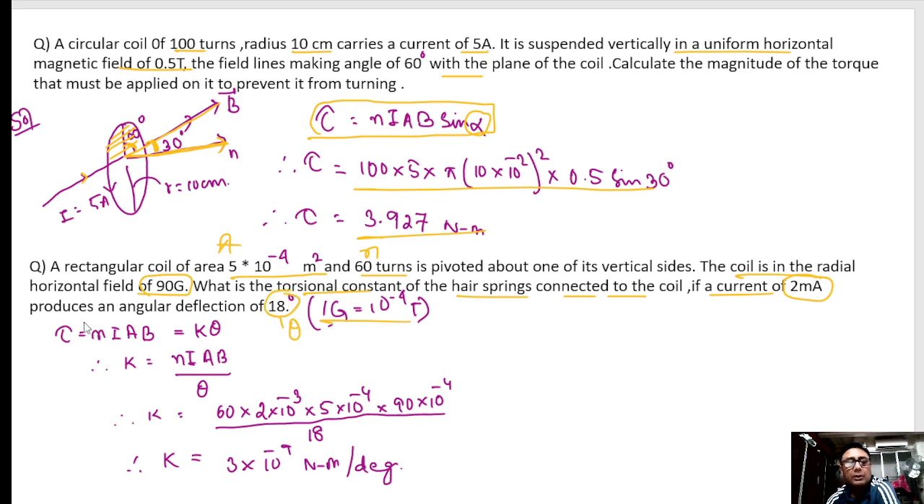So here see, we know in a rectangular coil the torque acting is NIAB, due to which the wire twists. So that is Kθ. So here we have to find the value of K. N I know, A, the area, I know, magnetic field I know, θ is 18 degrees. Putting the values, we get the torsional constant. As I told you, this is the rectangular coil. So when current passes through it, it will rotate. So this will twist through an angle θ. So that is why Kθ should balance the torque.